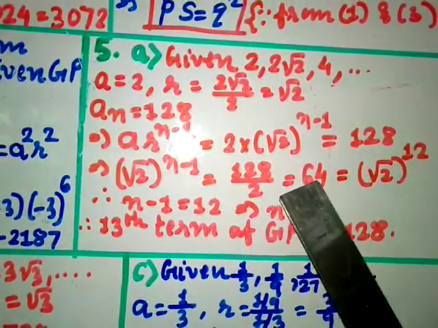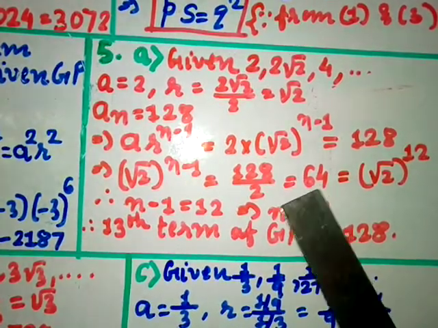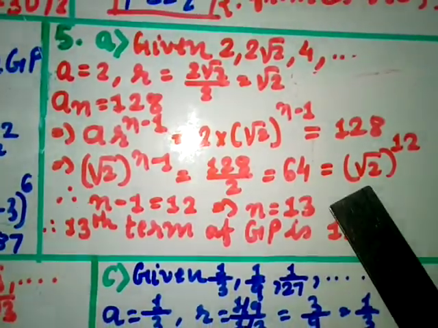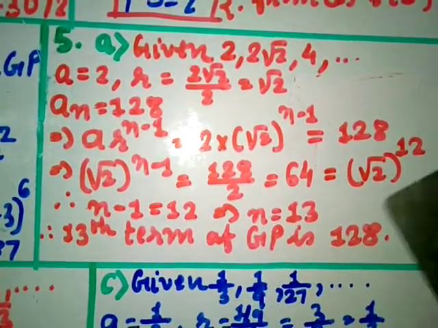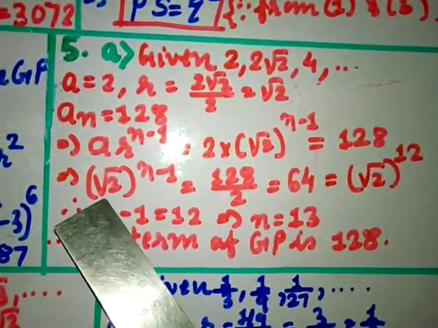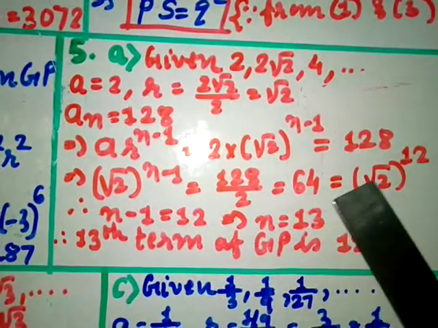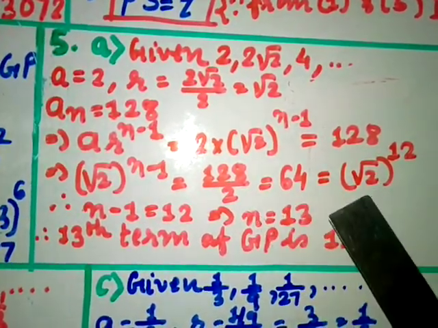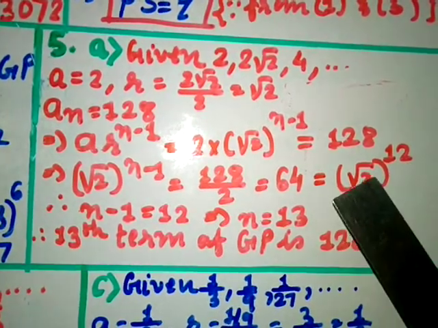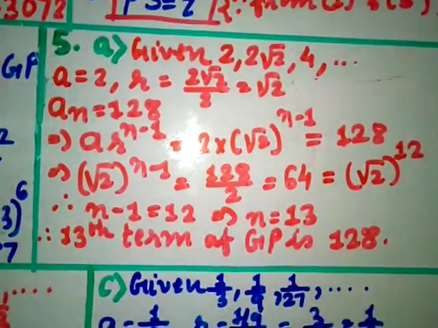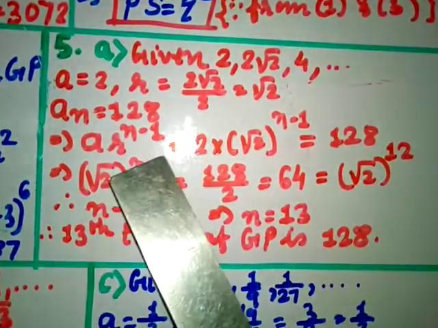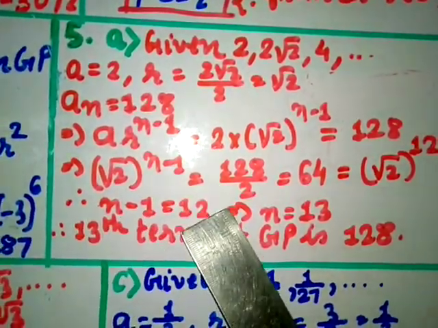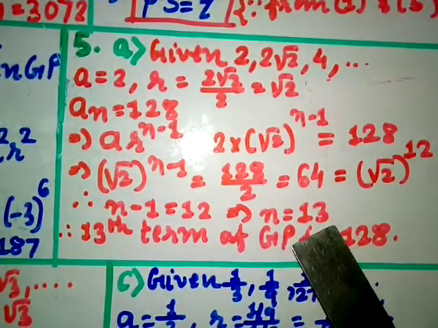If you simplify this, you get 64, and since it is root 2 here, 64 can be written as (root 2)^12. If you do root 2 power 12, you will get 64. So (root 2)^(n-1) equals (root 2)^12. Why do we have to write only root 2? Because then only we can compare the powers. So here n minus 1 equals 12. This implies if minus 1 is transferred over here, it becomes plus, so 12 plus 1 will give you 13.